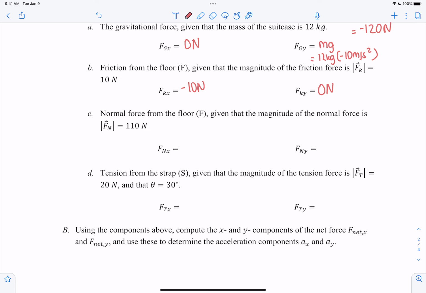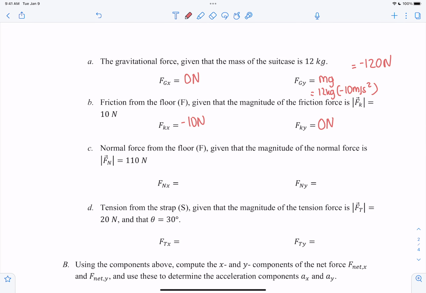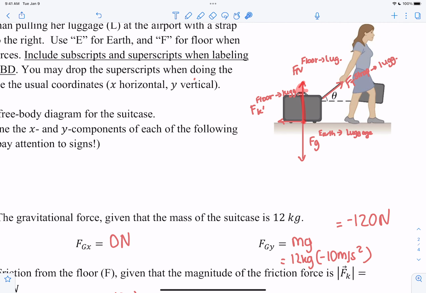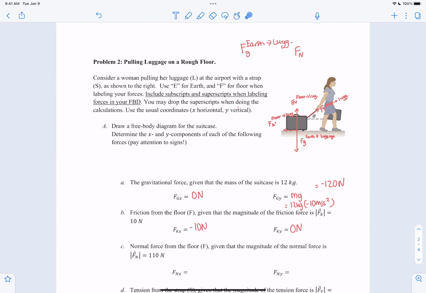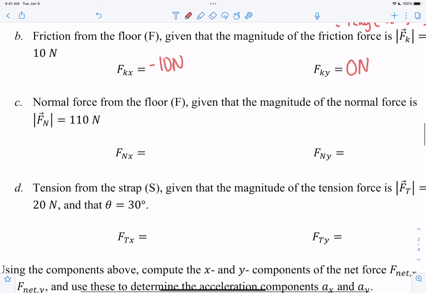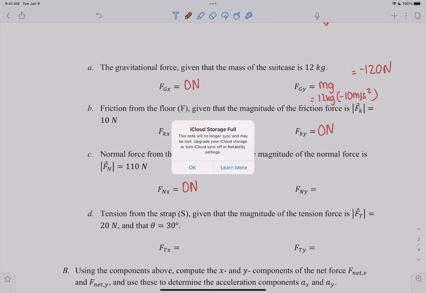We got the forces here of 110 newtons. So normal force from the floor, given that the magnitude of the normal force is Fn 110 newtons, right? Once again, we're going to look at our normal force, and we don't have a component of the normal force pointing in the x direction, do we? We don't, right? So it's only in the y direction. So that would mean Fnx should be 0 newtons, and Fny, well, they already gave us 110 newtons.